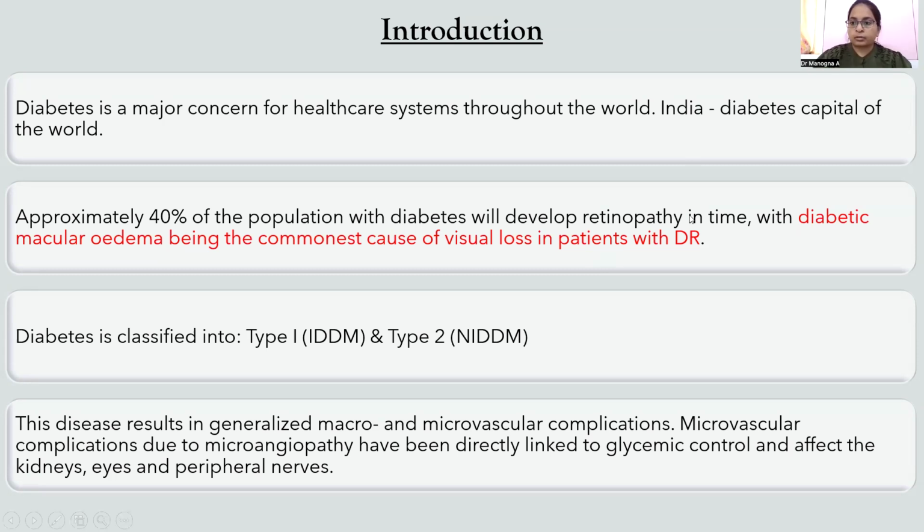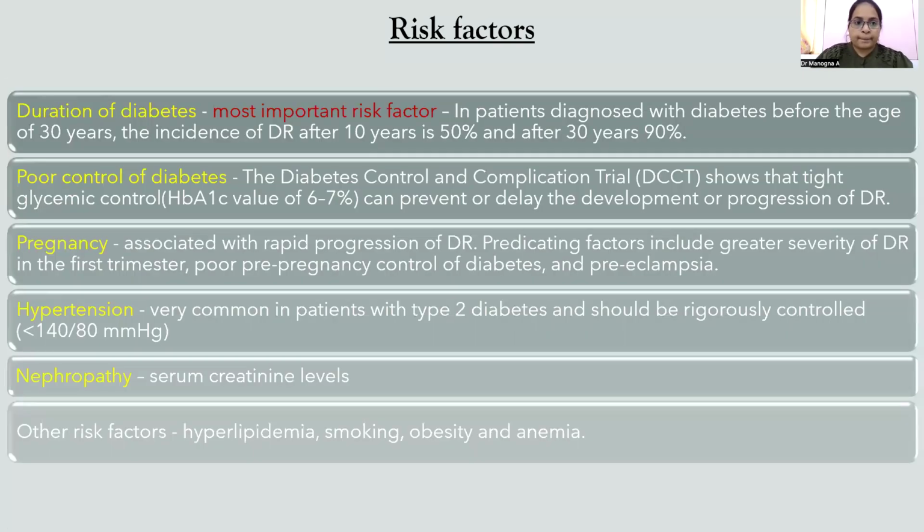Diabetic macular edema is the commonest cause of visual loss in patients with DR. This question has been asked multiple times: what is the commonest cause of vision loss in patients with diabetic retinopathy? You have to answer diabetic macular edema. Also, diabetes, as you know, is classified into type 1 and type 2, and it is a disease affecting small blood vessels of the eye, which we call microangiopathy.